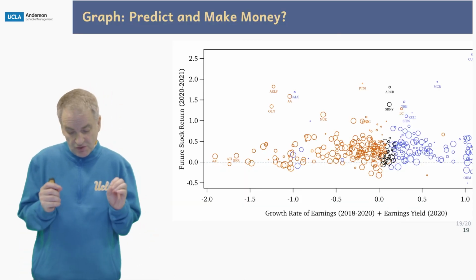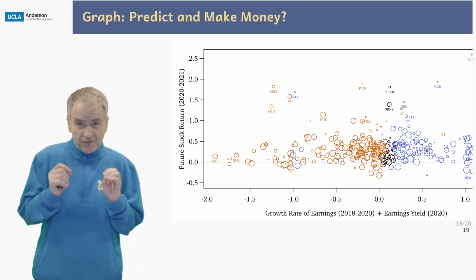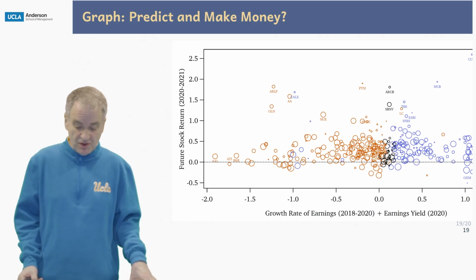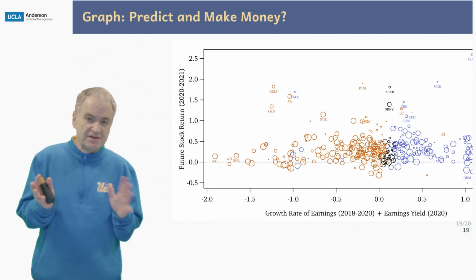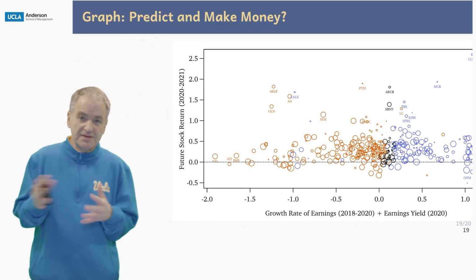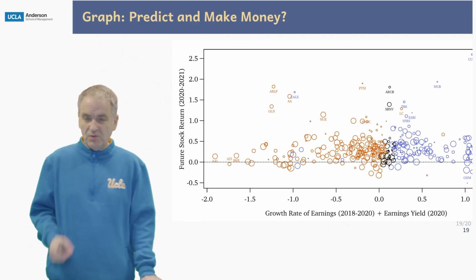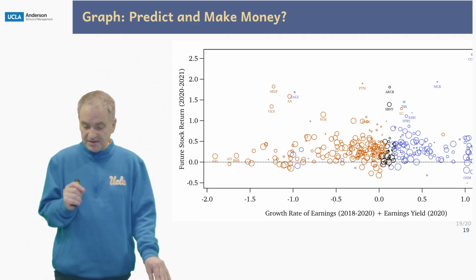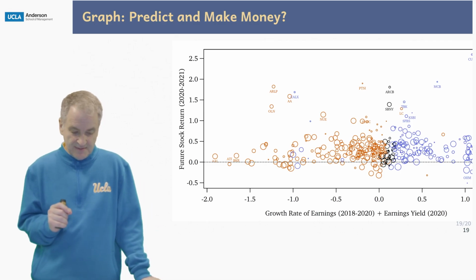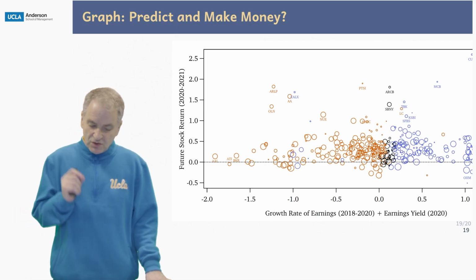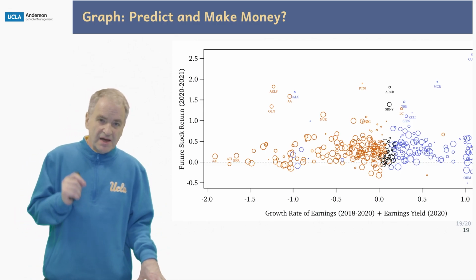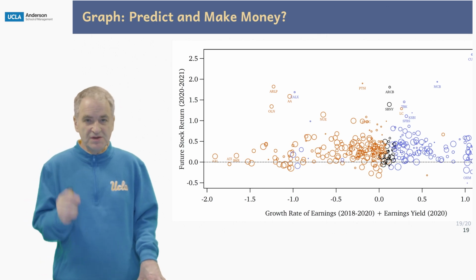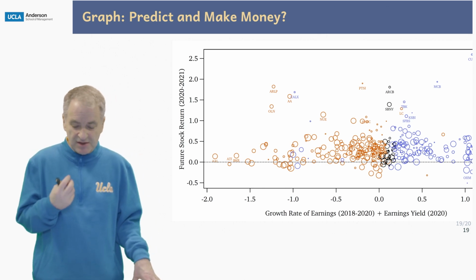Okay, so we're going to put the growth rate of earnings, how fast they were growing. And usually when they grow fast for a while, they're still high growth companies. And we're going to add the earnings yield to it. So that is the thing on the x-axis here. And we're going to try and use this to see, can we predict the future stock return? That is, can we make money trading this?